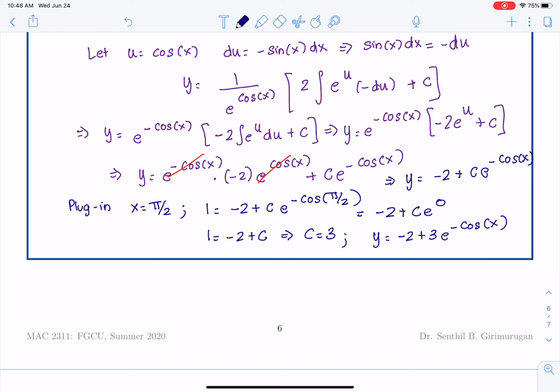And the existence interval here, you can plug in any value for x, so negative infinity all the way up to positive infinity.